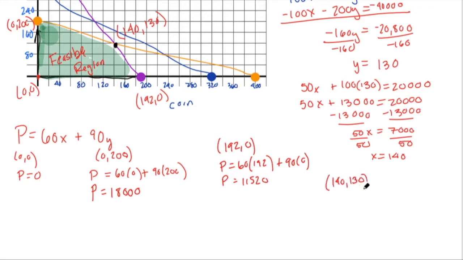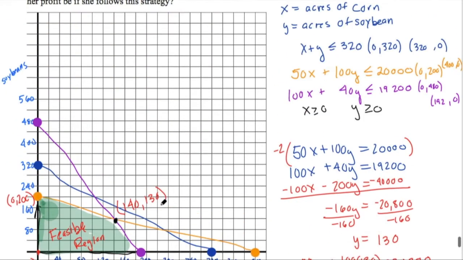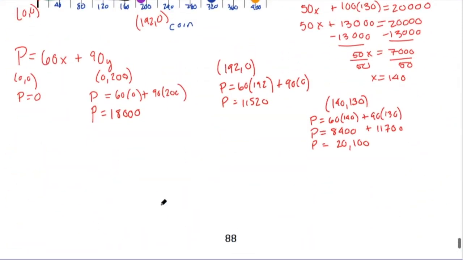But what if we use the point (140, 130)? For this one, we would have a profit of 60 times 140 plus 90 times 130. Great. So that is 8,400 plus 11,700 for a total of 20,100. Okay, that is definitely the highest profit.